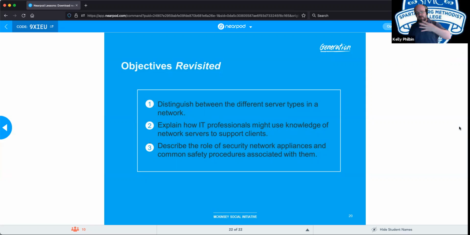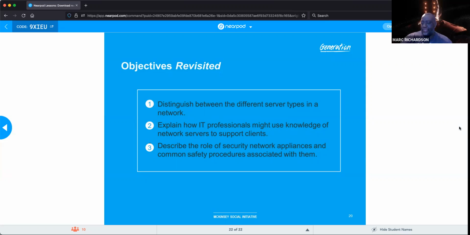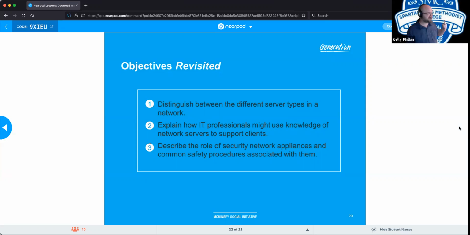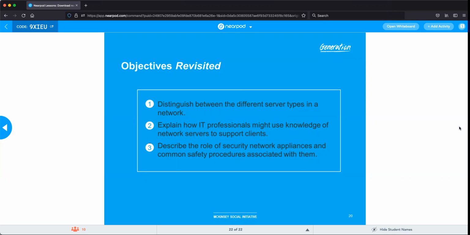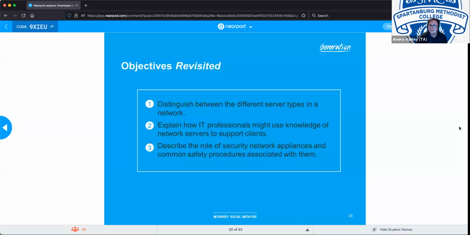What are our 4 security appliances? UTM, Unified Threat Management. IDS, Intrusion Detection. IPS, Intrusion Prevention. Firewall. There we go.